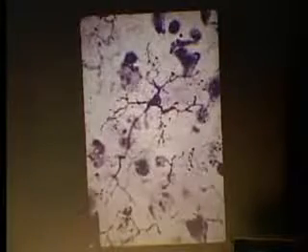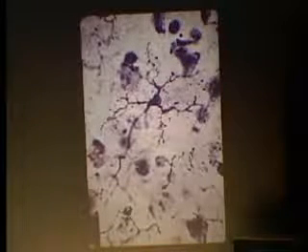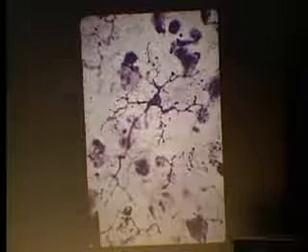And these are oligos. Oligo means few, so few branches. Here's an oligo. Quite different from the astrocytes. In the next one.